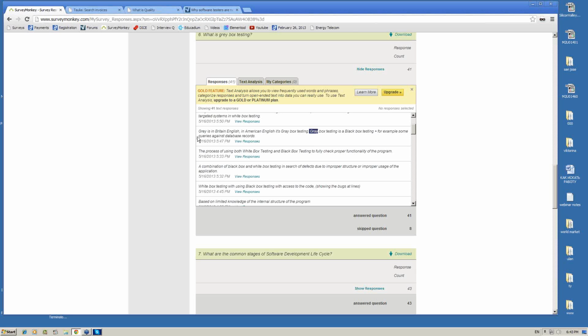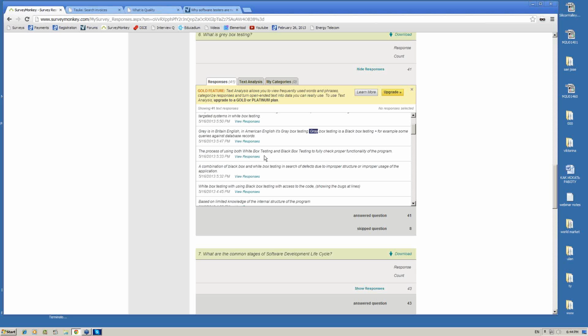For example, some queries against database records. Yeah, when you write queries and run them against a database, it is an example of gray box testing. You just didn't explain anything besides differences between British and American English, which is not exactly the question. So you gave an example, you just didn't explain what it is. And the question is not give me an example. The question is what is that?